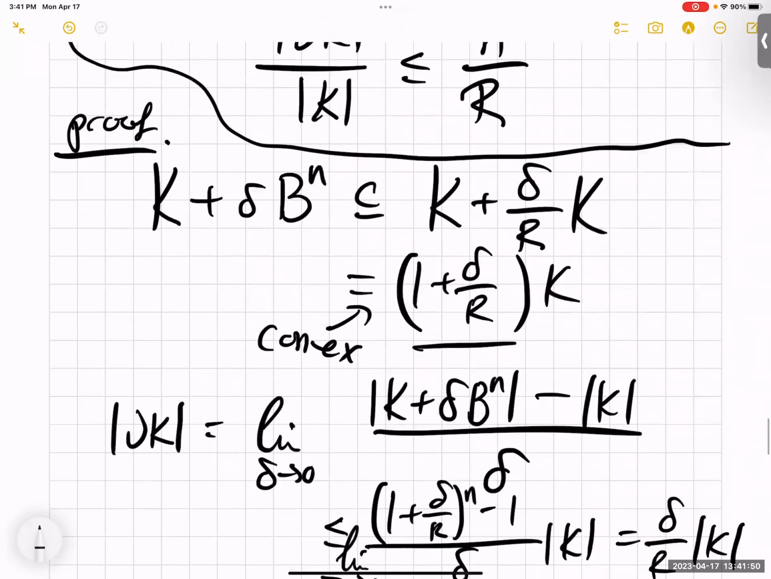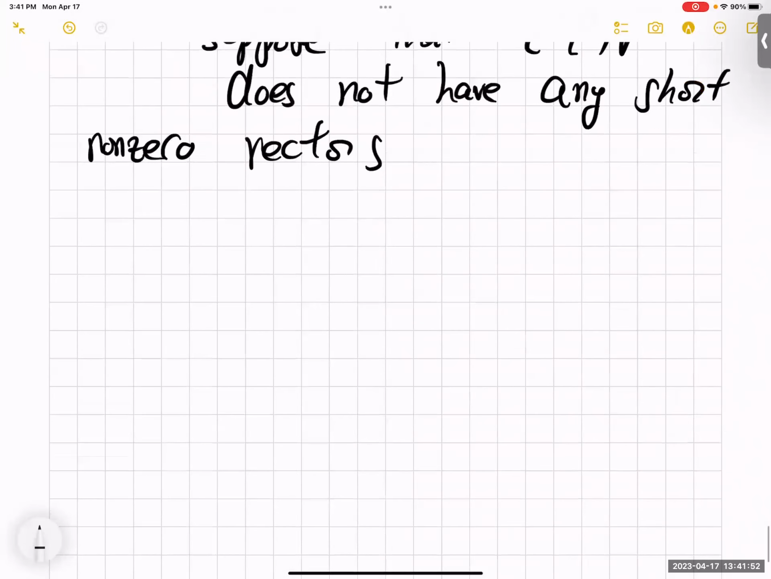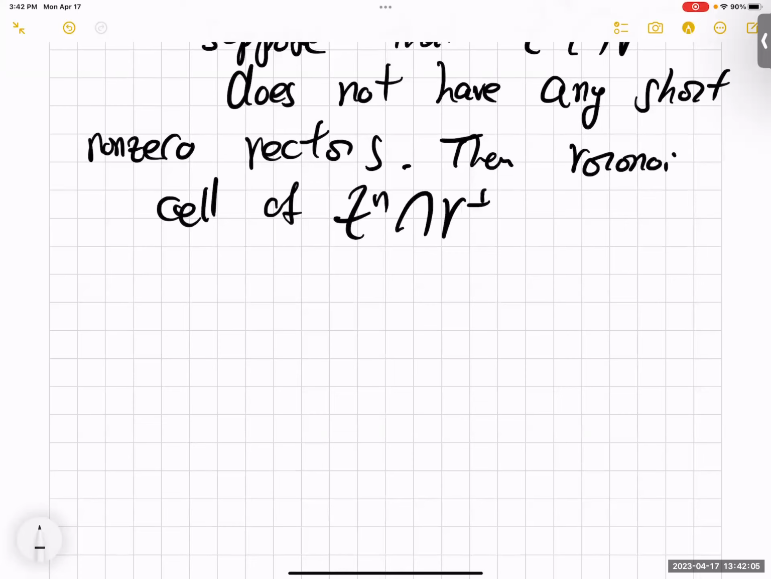So if it doesn't have short vectors, then the Voronoi cell of this lattice, Z^n intersected with V perp, will work, by what we saw. It will work within the subspace V perp, if R is large enough. Okay, so that's just what this little computation, that's what we just saw a moment ago.